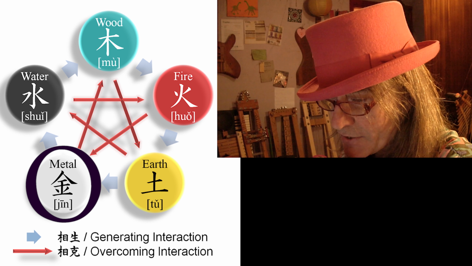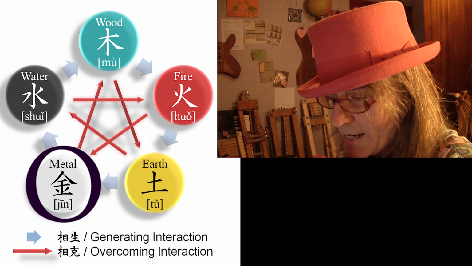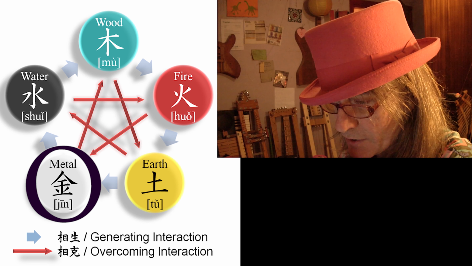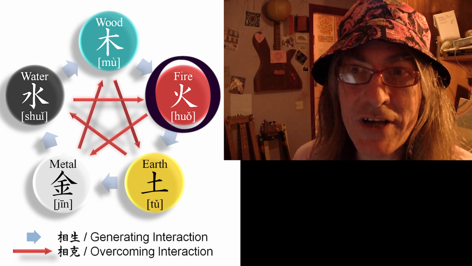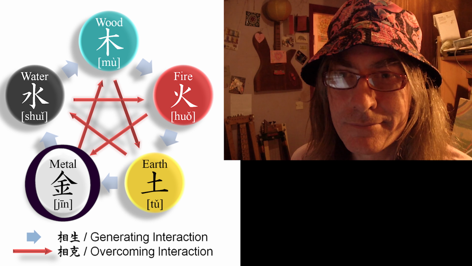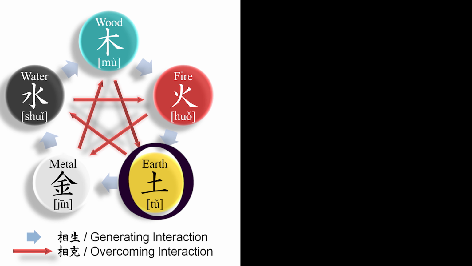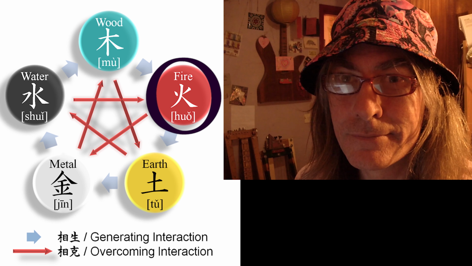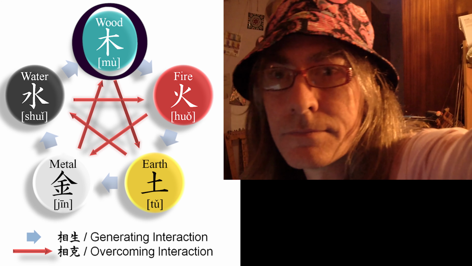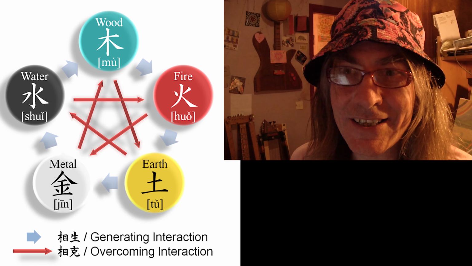Similarly, there is another cycle in the Wu Xing where each element conquers the next. Water puts out fire, and so on. Generating cycle. Conquering cycle. Just to be clear, the Chinese have their own different set of pictures that they associate with the planets and the elements.